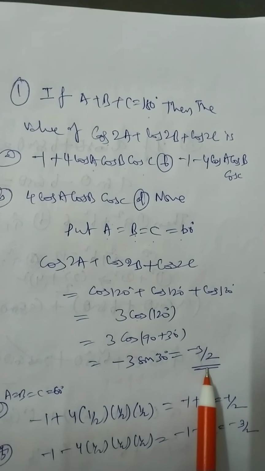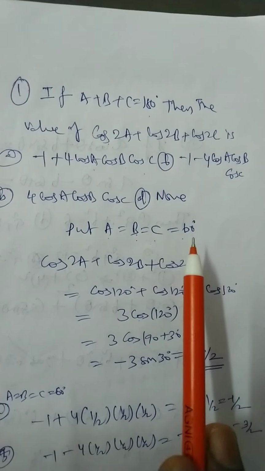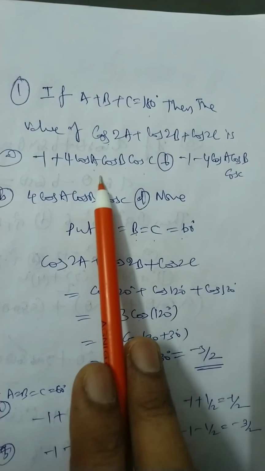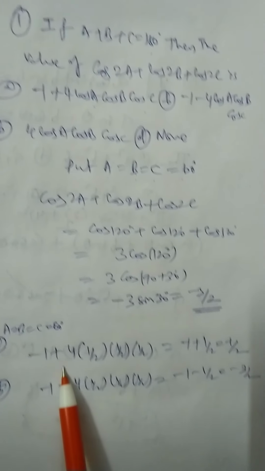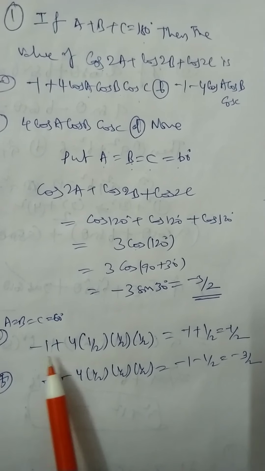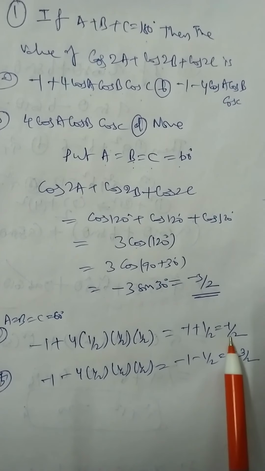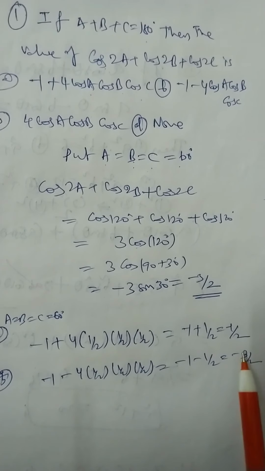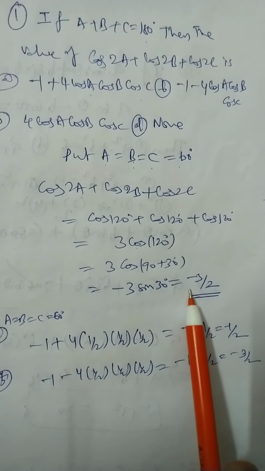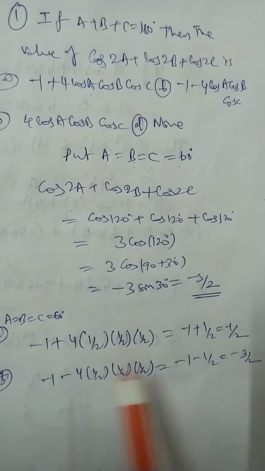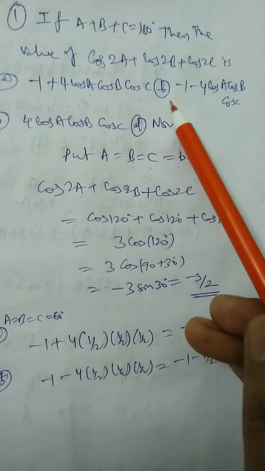Now again you substitute A = B = C = 60 degrees in the options. Calculating option A, you get -1/2; option B, you get -3/2. So you can see that the value we need is -3/2, and option B also gives -3/2. So the right option for this problem is option B.